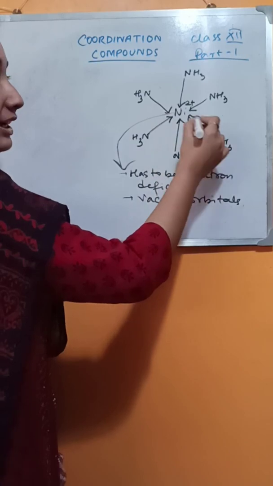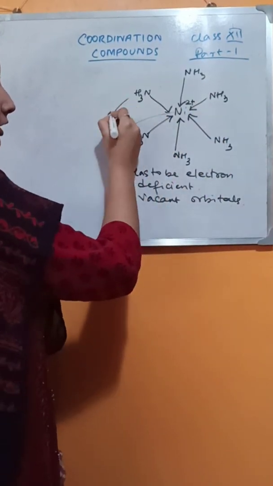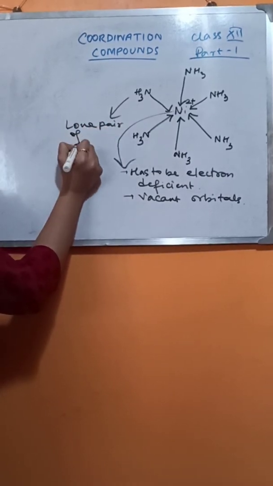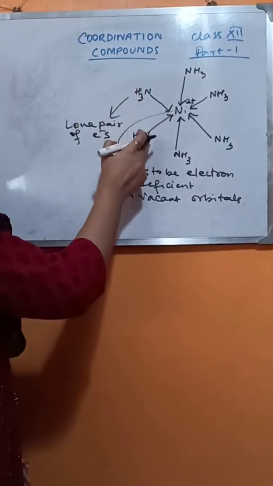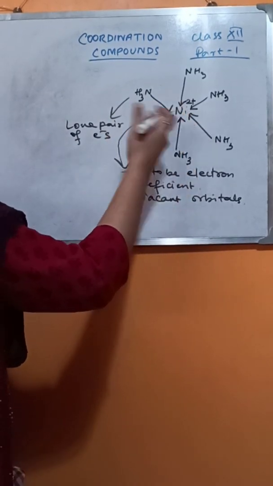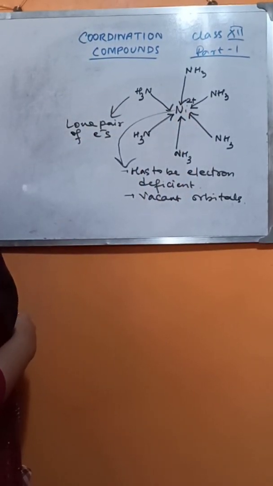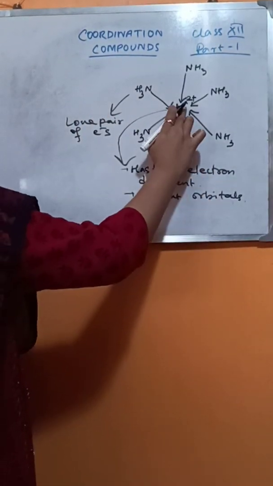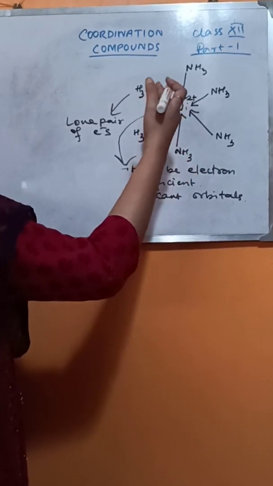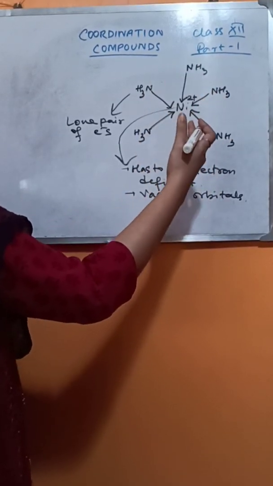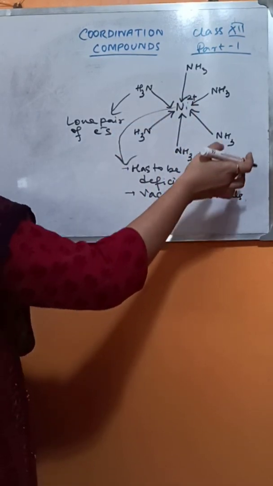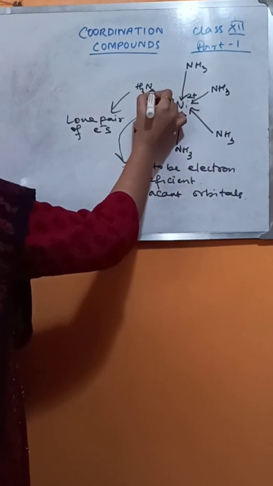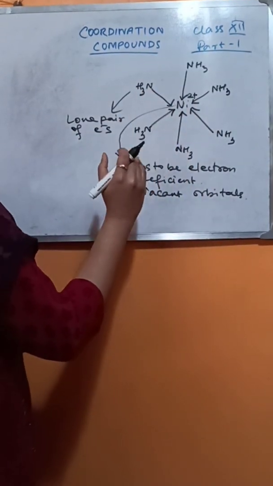And what should these donor atoms have? These donor atoms should have a lone pair of electrons. Otherwise, how will they donate electrons to the metal ion? These types of compounds are known as coordination compounds, where the metal which is electron deficient is known as the central metal ion, and the ligands are the donor entities.